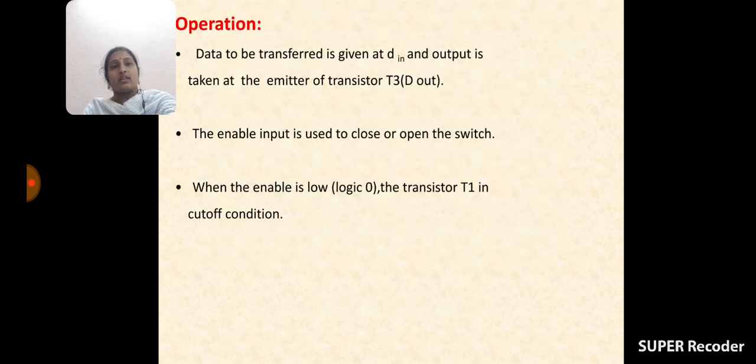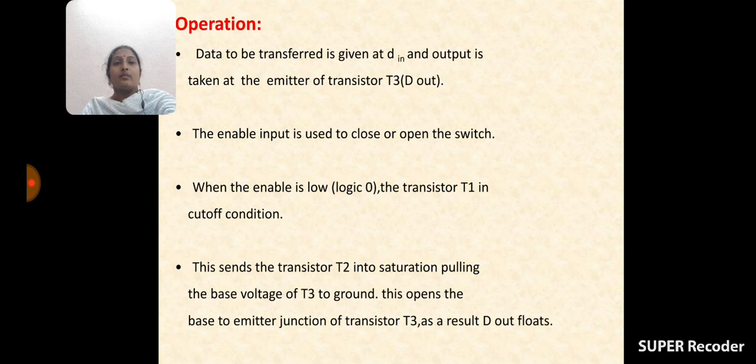And see, while coming to the operation, once you check the slide, if the data to be transferred is given at D in, the output is taken at the emitter. Already I told this. So simply, enable is used to open or close, meaning after application of the enable signal only is the circuit in active condition. If enable is not there, even though input is present, the output is not produced. Is it clear? Only after giving the enable is the input transferred to the output.